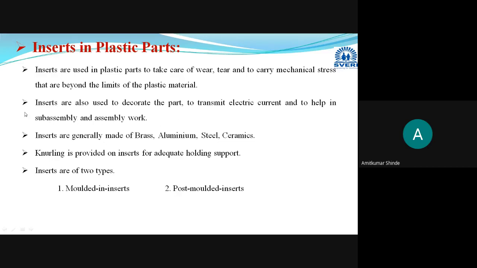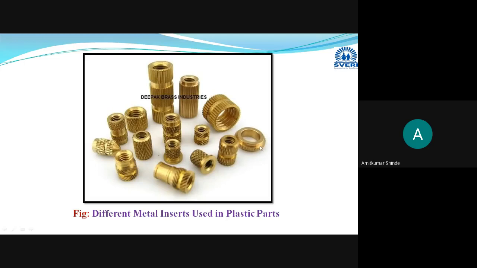Now these inserts are also used to decorate the part, to make the part attractive. Sometimes these inserts can be used to transmit electric current. By providing internal threading, these inserts can be useful for sub-assembly or assembly work. So this is the purpose of the insert.